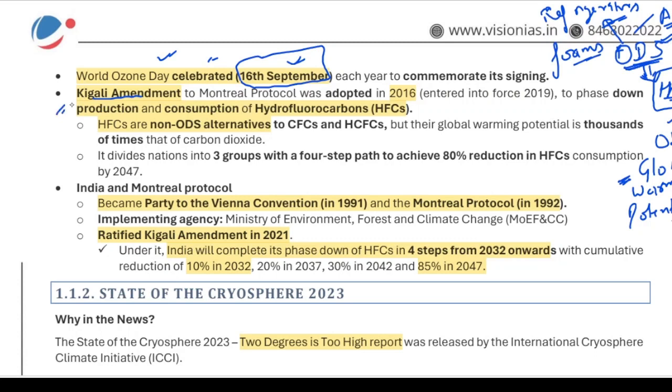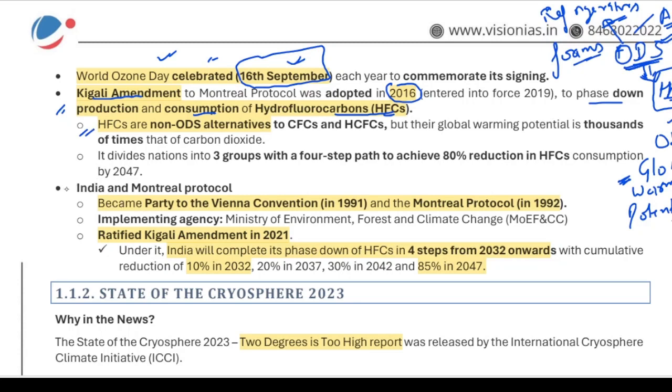So the Kigali Agreement was adopted in 2016 to phase down the production and consumption of HFCs also. HFCs, I have already told you about them.